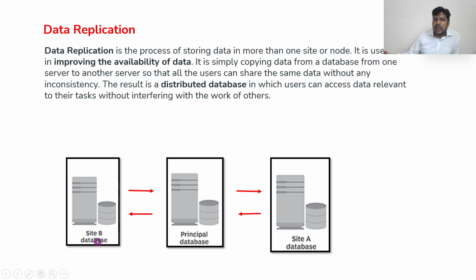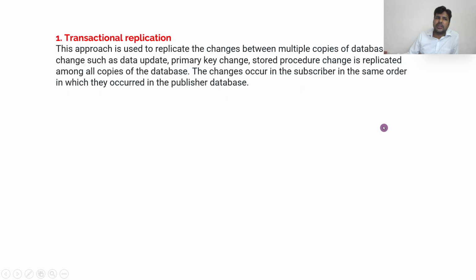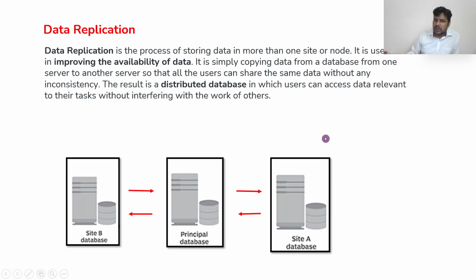Now I have site A, site B and the principal data. Any change done in site A, the principal data gets it and shares it to site B. Any change done in site B is automatically received by the principal database, and it updates site A. So the principal data replicates the database to all the sites. In data replication we have three types.